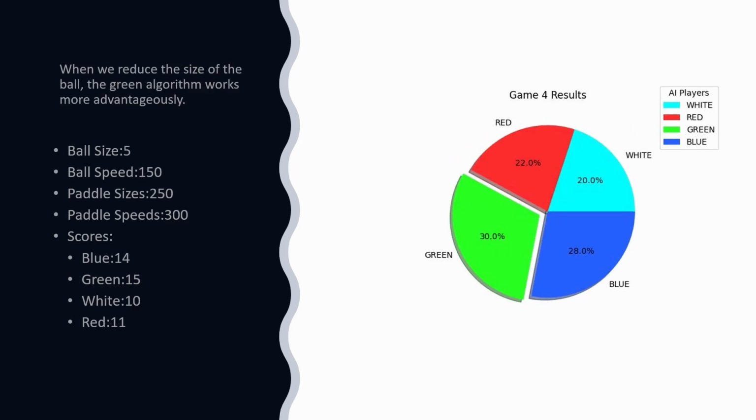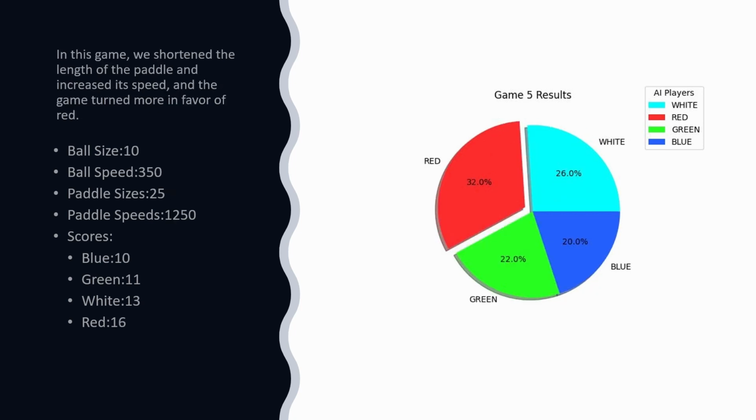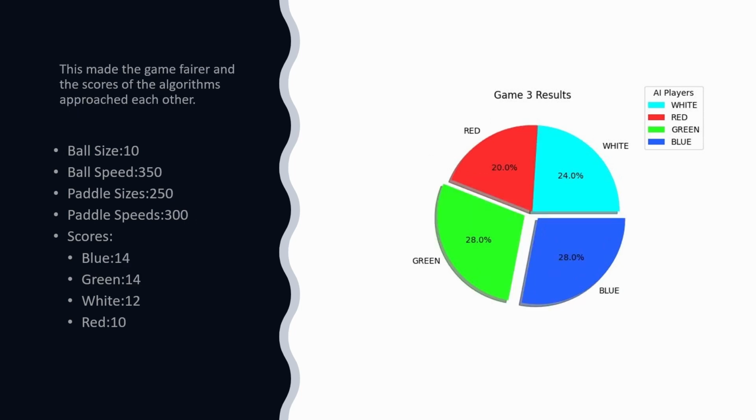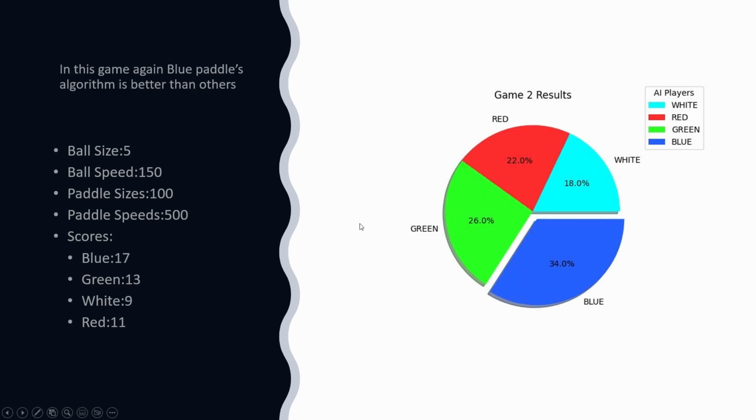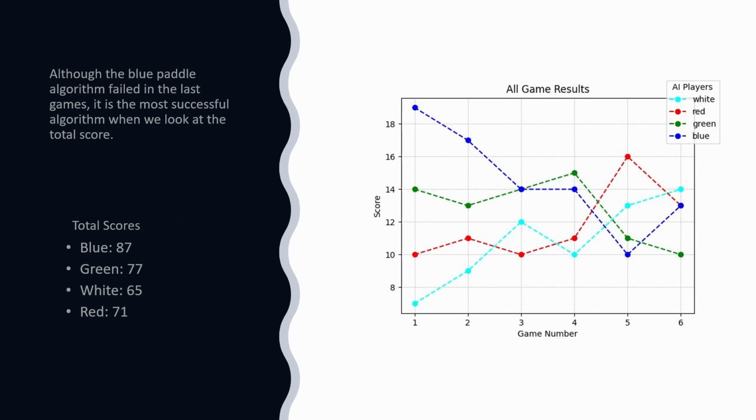When we reduce the size of the ball, the green algorithm works more advantageously. In this game, we shortened the length of the pedal and increased its speed, and the game turned more in favor of red. This made the game fairer, and the scores of the algorithms approached each other in these settings. In this game again, the blue pedal algorithm is better than the others. Although the blue pedal algorithm failed in the last games, it is the most successful algorithm when we look at the total score. These are the total scores, and that is the graph.